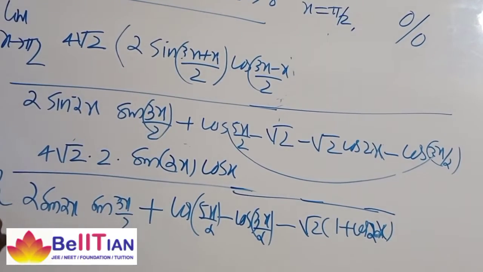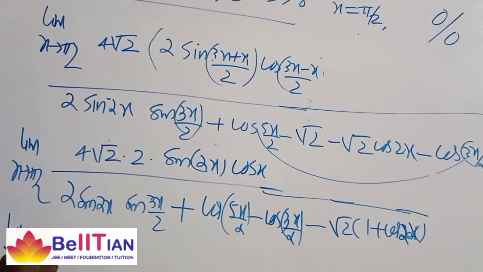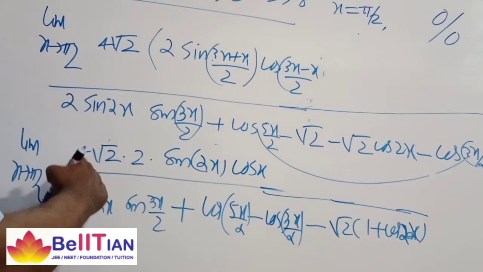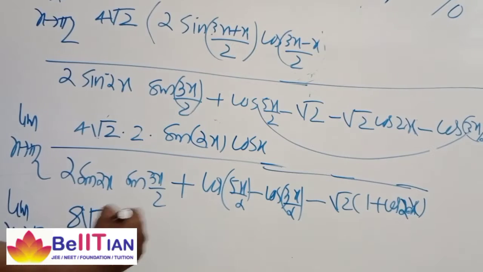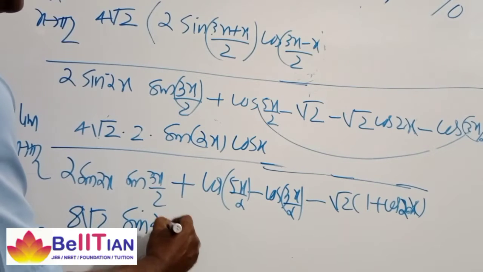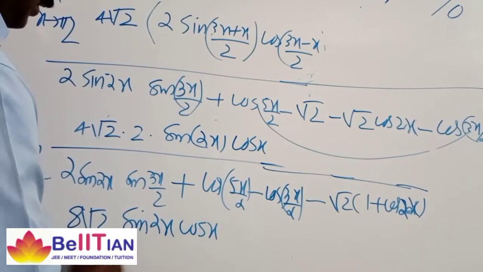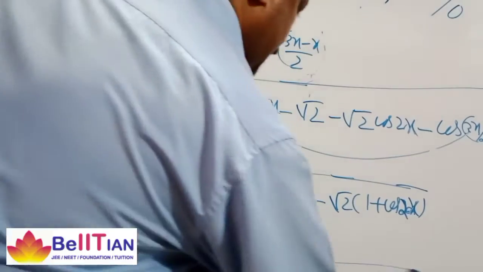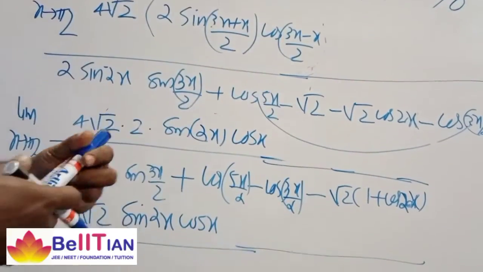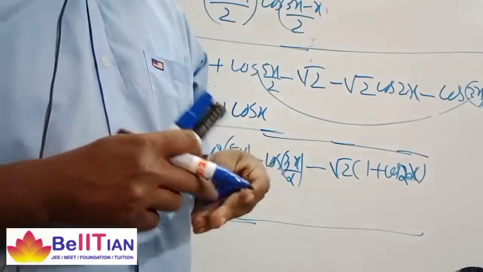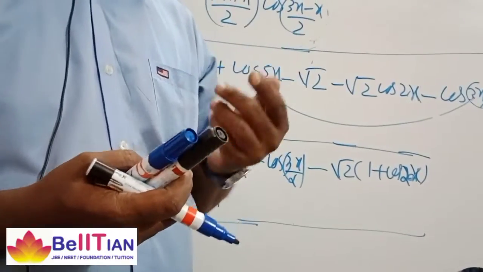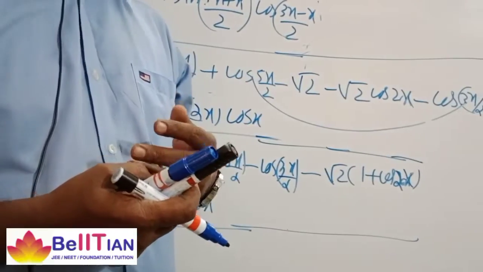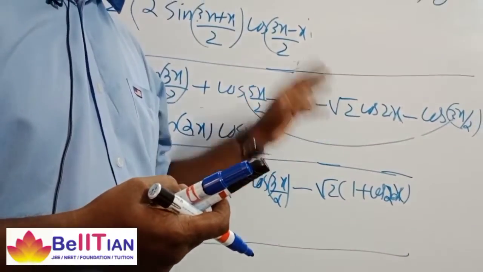So now I write limit x tends to pi by 2, 4 times, this is equal to 4 into 2, that is 8 root 2 into sine 2x into cosine of x, divided by... See, in your entrance examination, you can choose the shortest way possible. Here, I am doing this on the board so as to help each and every one of you understand. So I have to express everything in detail.